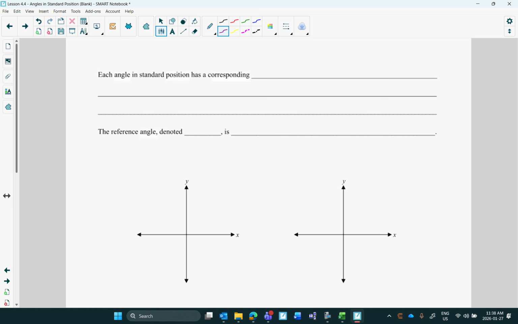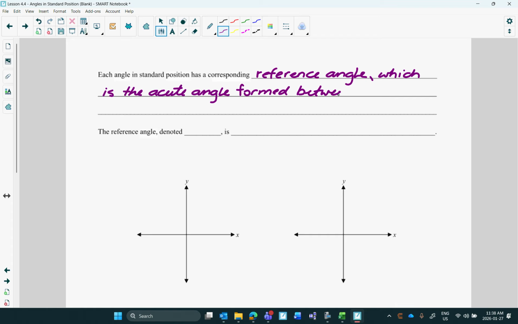Okay. So each angle in standard position has a corresponding reference angle, which is the acute angle formed between the terminal arm and the nearest x-axis, positive or negative. This will make more sense when we go through.